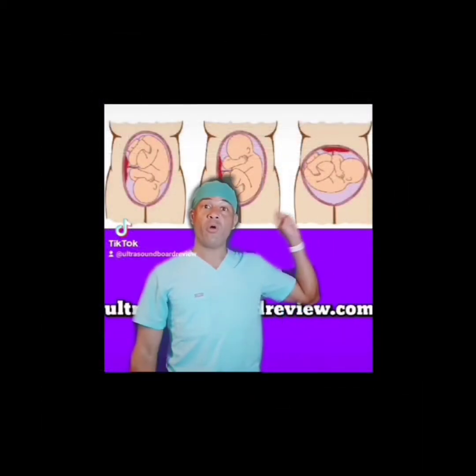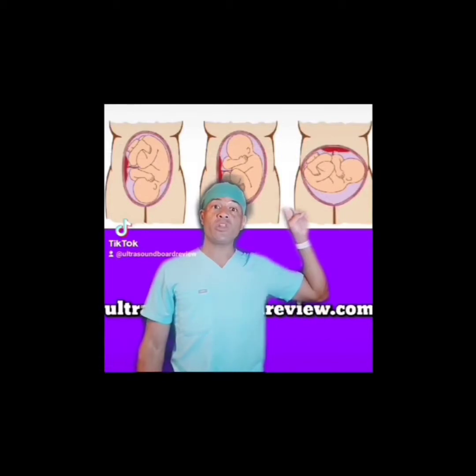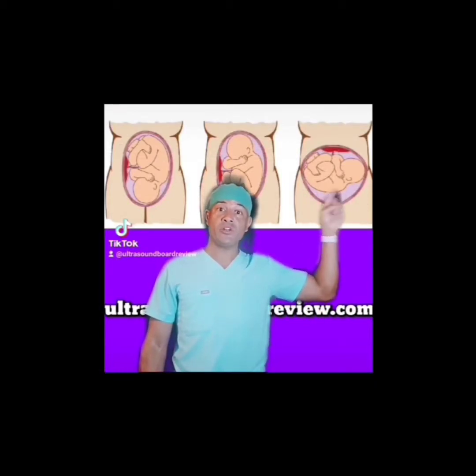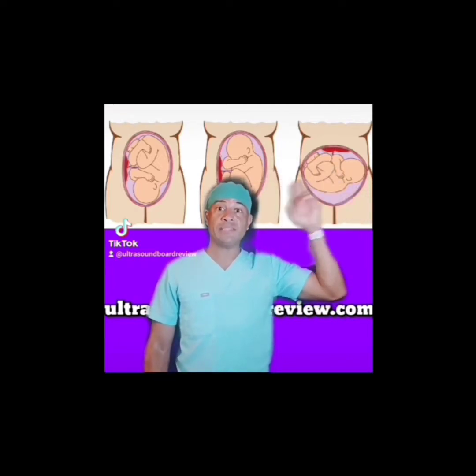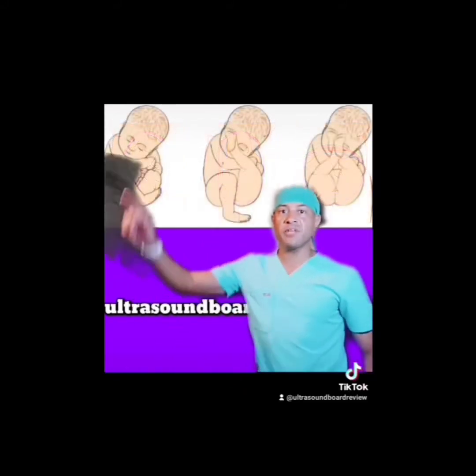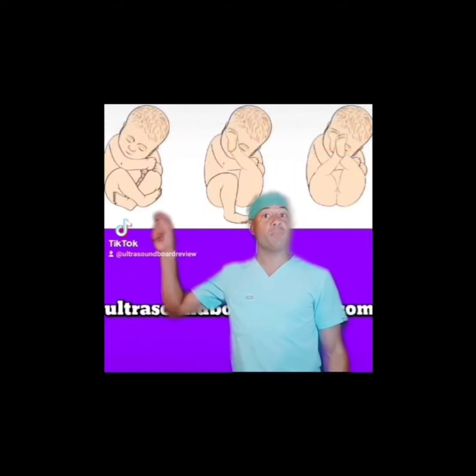The third type is called the horizontal or the transverse position, where the long axis of the baby is perpendicular to the long axis of the mother. The fetal head can be on the left side of the mother, or it can be on the right side of the mother. Either way, it's the same thing. Now, breech has multiple subtypes, and the first type here is called the complete breech.